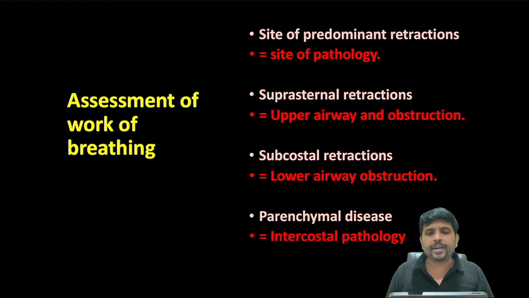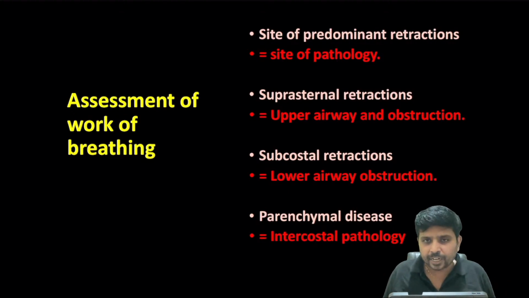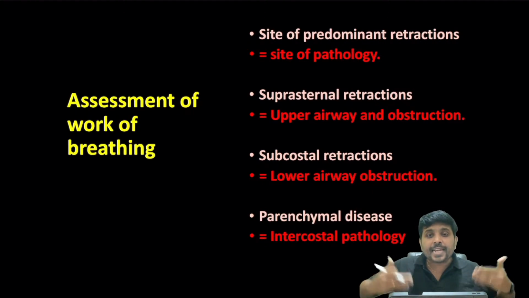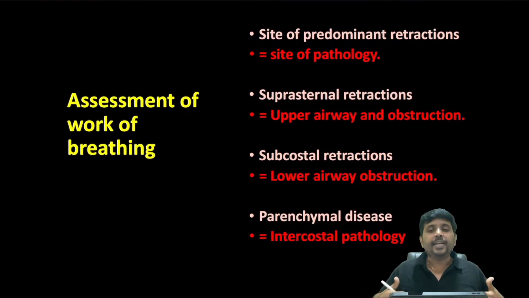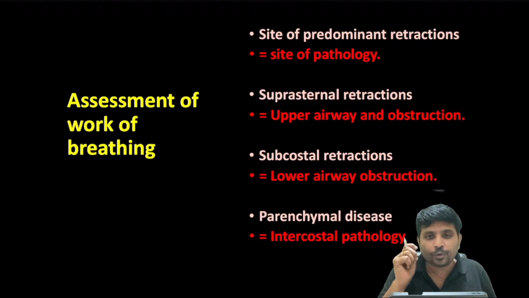And finally parenchymal disease, usually associated with intercostal retractions. It means the most common cause is pneumonia. So when you have suprasternal retractions, the answer is stridor, upper airway obstruction. Subcostal retractions means expiratory airway obstruction. Intercostal retractions means parenchymal pathology. So this is how you can get a diagnosis even without seeing the child.